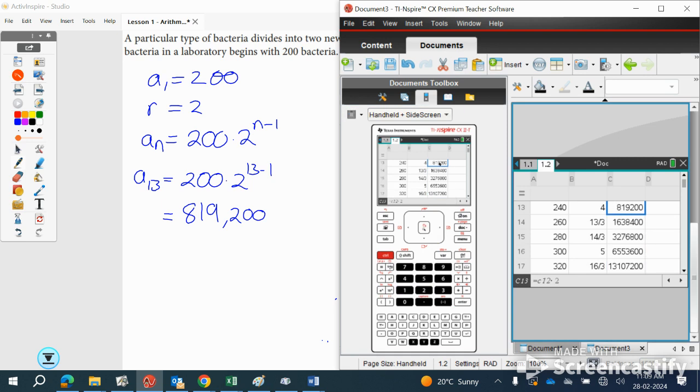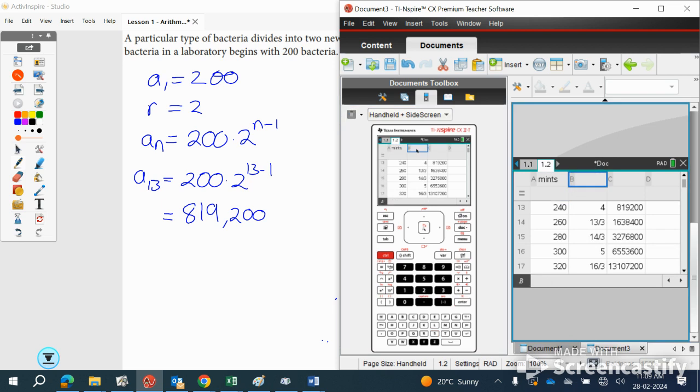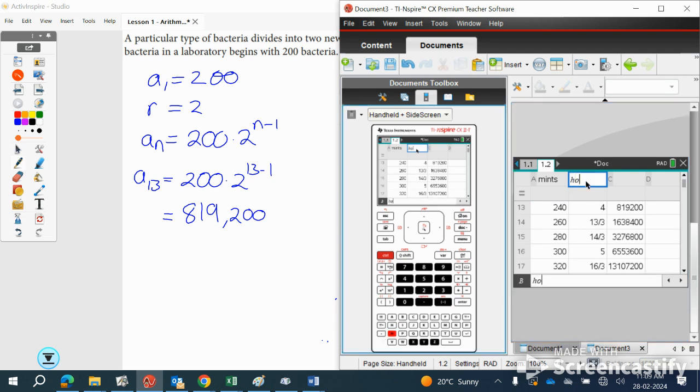So what is 240? Sorry, what is it? 240 minutes. How many minutes? So this is minutes. You have to be careful not to use the keyword min because it's minimum. This is hours. And this is bacteria.